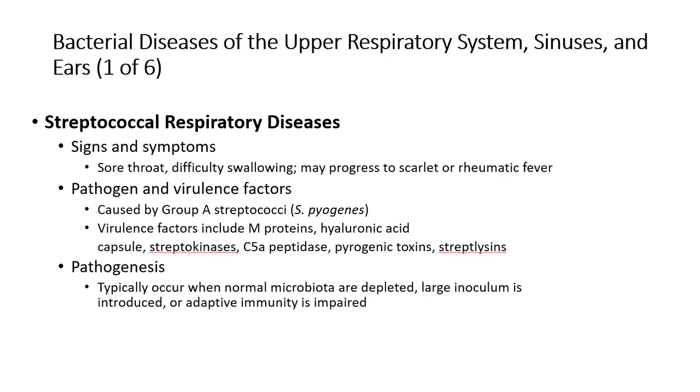And it's group A. We type it group A, group B, group C, and so forth. But the group A strep, by definition, is Streptococcus pyogenes. Okay. So it is a beta hemolytic strep. So in that same lab that we have coming up, we talk about the different types of hemolysis.